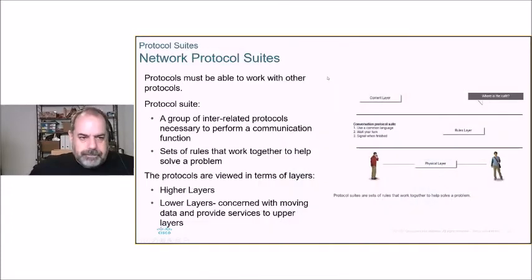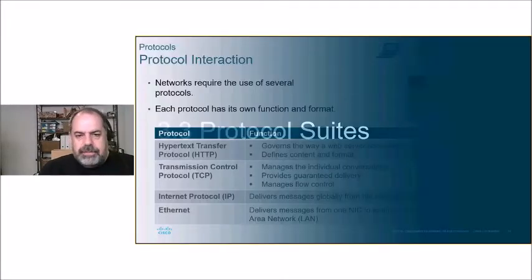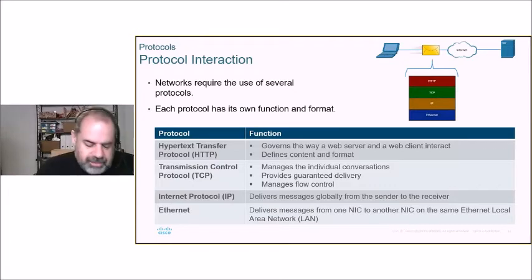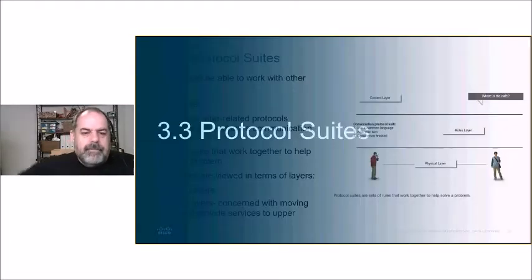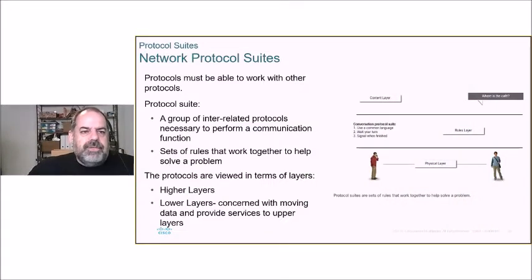Now, protocol suites. So a protocol suite basically means there's more than one protocol that needs to be used to get the job done. And so, if we look at the previous slide, of course, we had 4 protocols mentioned there. So that's basically a suite. And so the protocols must be able to work with other protocols. And so a group of interrelated protocols necessary to perform a communication function, a set of rules that work together to help solve a problem. The protocols are viewed in terms of layers. So there's higher layers, and that's more about the data and who it's going to move to. The lower layers are concerned about moving the data and getting it to and from the upper layers.